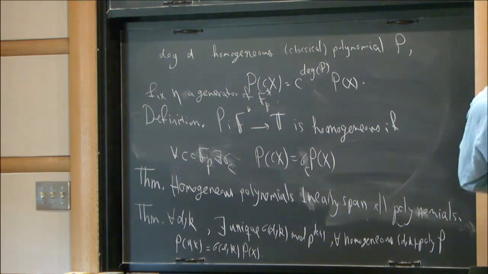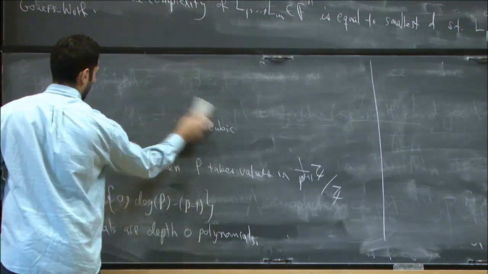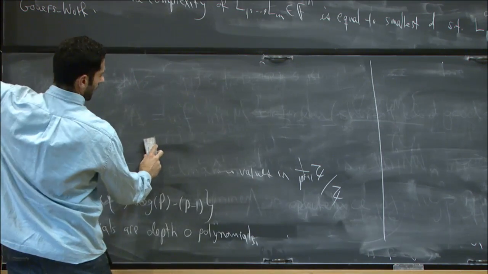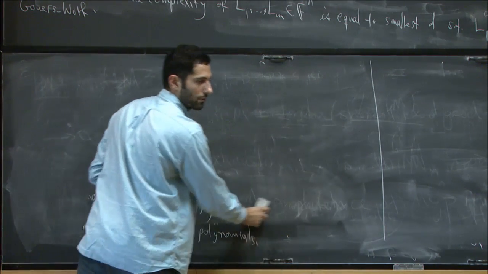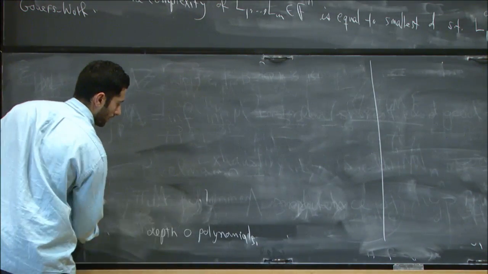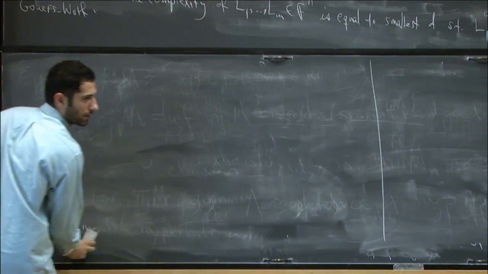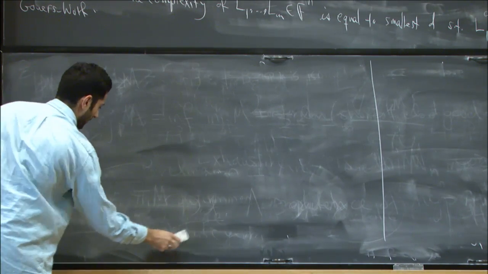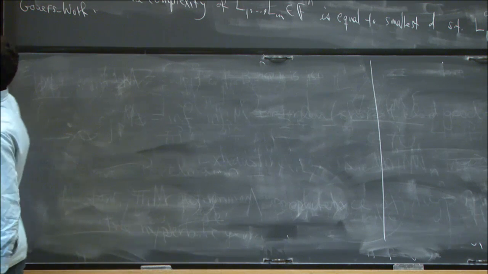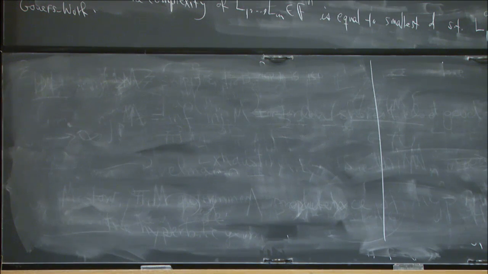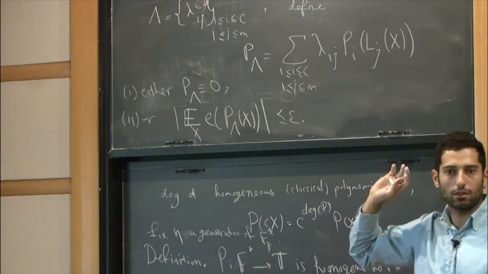Okay, so now I'll try to prove this theorem and then give a high-level proof of the Gowers-Wolf conjecture. So for the rest of it, recall, what do we have? We have P lambda, which is a linear combination of the non-classical polynomials applied to the linear form.